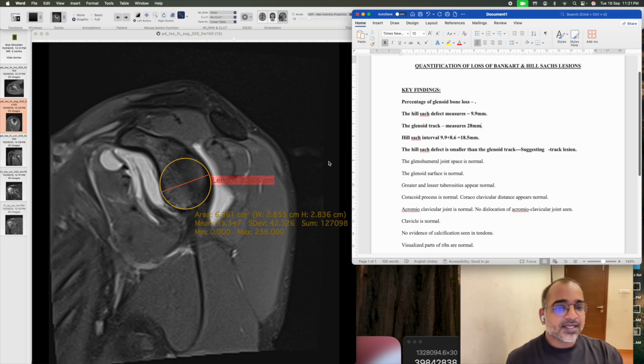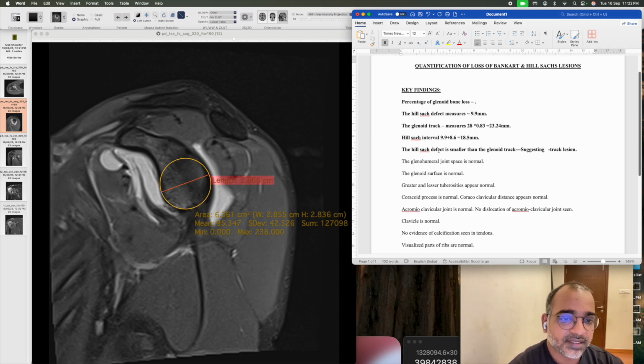So then you can say whether my Hill-Sachs defect is smaller than the bony glenoid track or it is more. My glenoid diameter is 28 mm. Is it right? No. So how do I get my glenoid track? I have to multiply it by 0.83. If I multiply by 0.83, then it is 23.24. So 23.24 is the glenoid track length.